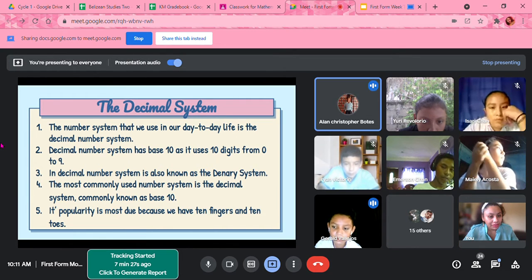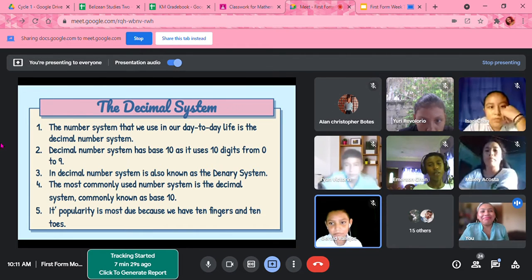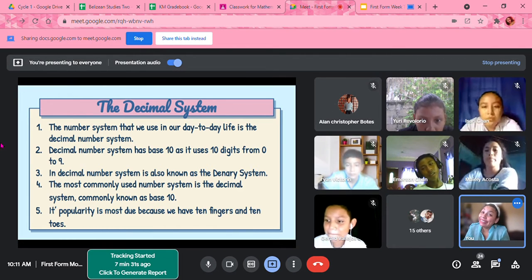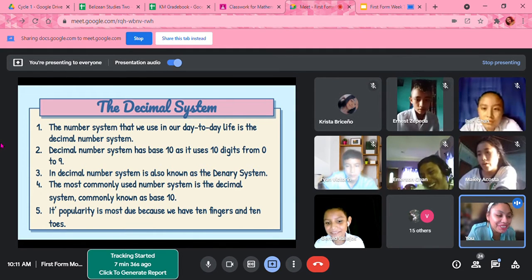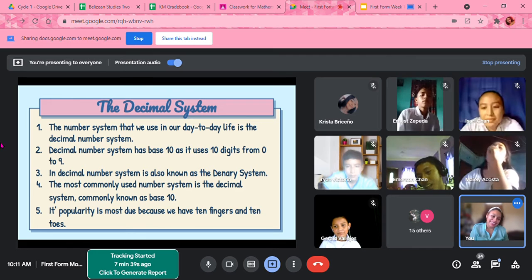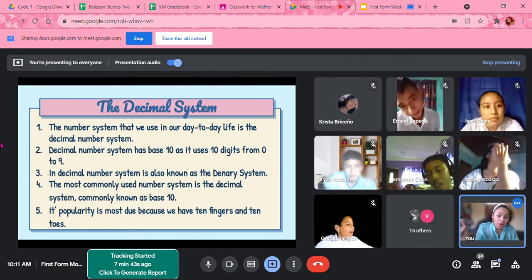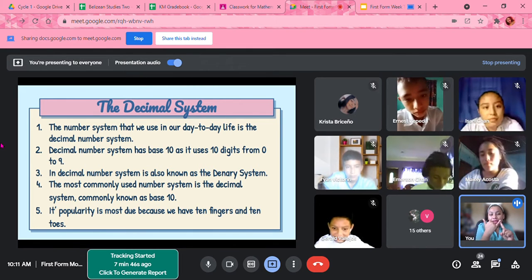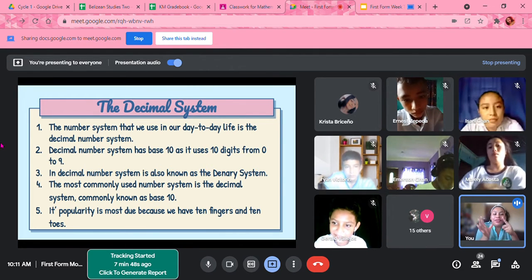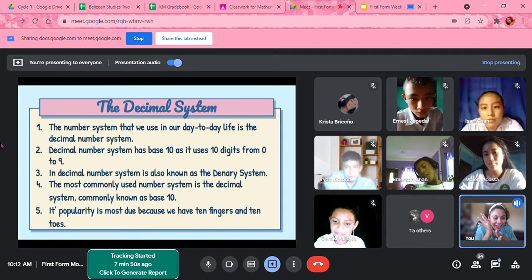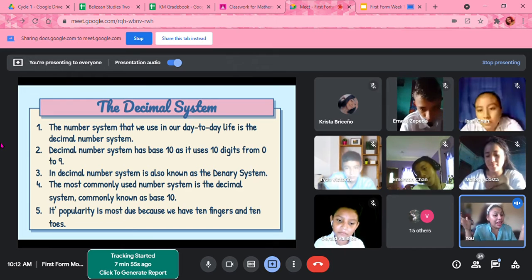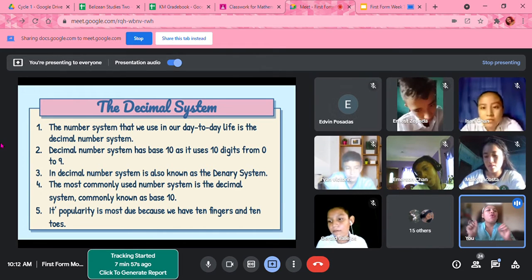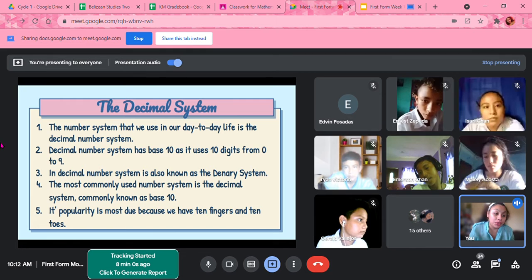1 to 10 is? Not really 1 to 10. 1 to 9. 0 to 9. Who said 0 to 9? That is correct. 0 to 9. Why? 0, 1, 2, 3, 4, 5, 6, 7, 8, 9. How many numbers are those? 10 numbers. Now, why do we not include 10?